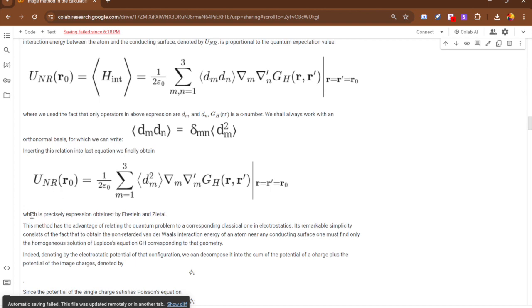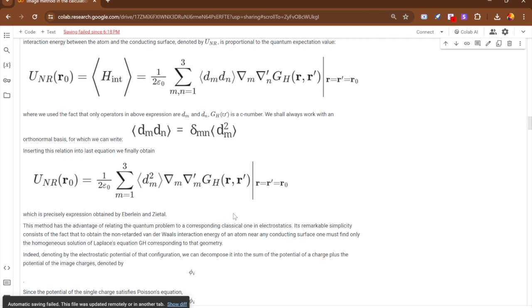So this equation is the expression obtained by Eberlein and Zettel. This method has an advantage because it relates the quantum problem to a classical problem in electrostatics, and it takes advantage of that, and it's very simple. It's basically saying that to obtain the non-retarded van der Waals interaction energy of an atom near any conducting surface, one just needs a homogeneous solution of Laplace's equation, GH, corresponding to that particular geometry. So that is all we need.